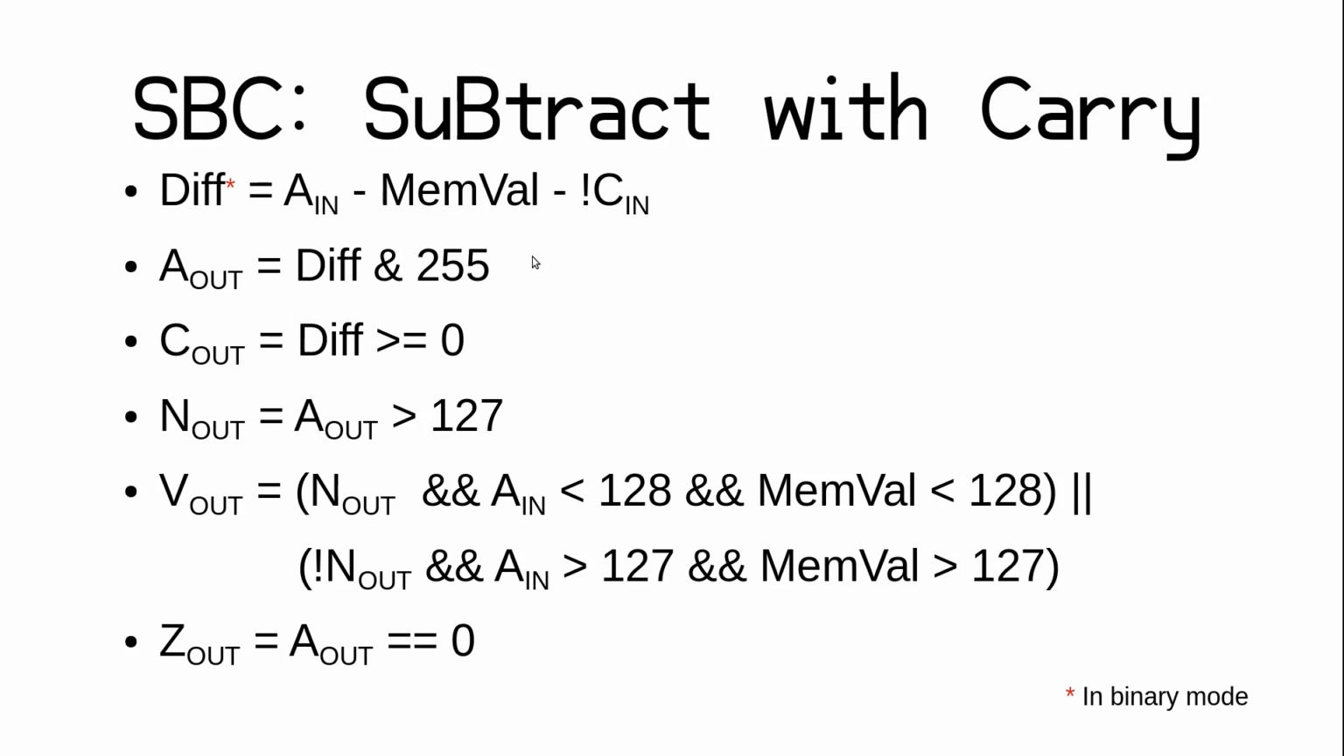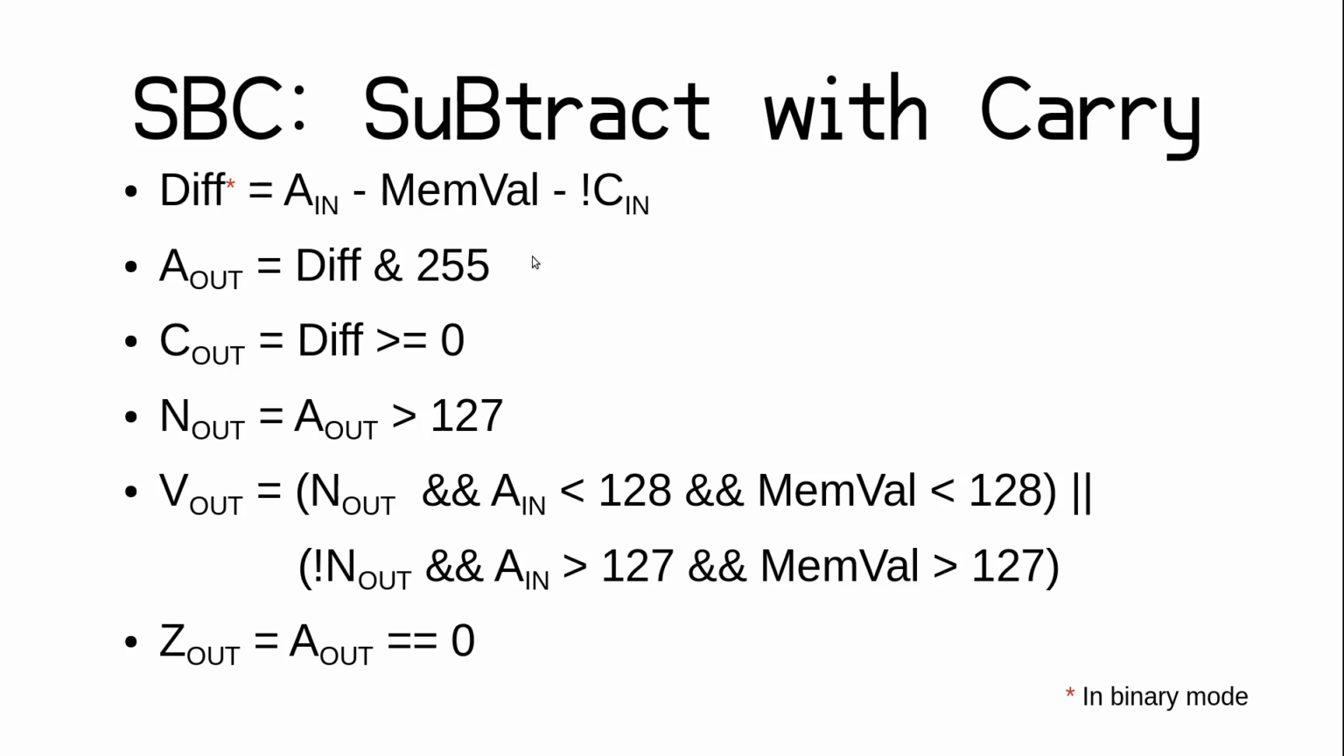Now with SBC, we have some similar behavior to ADC, except that the handling of the carry bit is inverted. The instruction will subtract the memory value from the value in A. Then, if C is clear, it will further subtract 1. This is why we initialize subtraction by setting the carry bit, rather than clearing it like we do for addition.